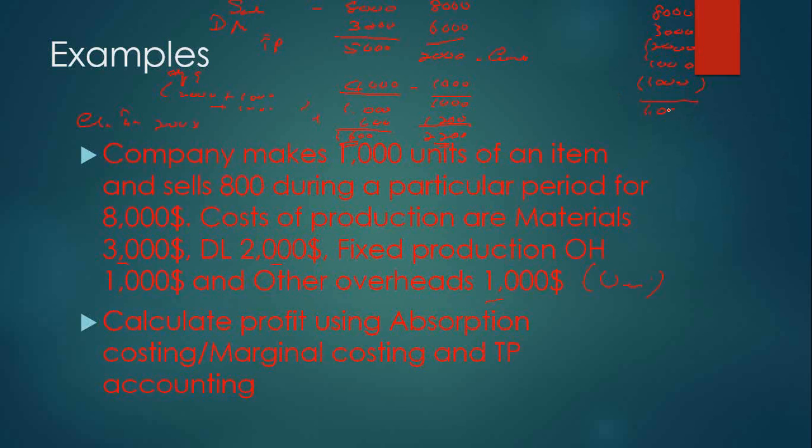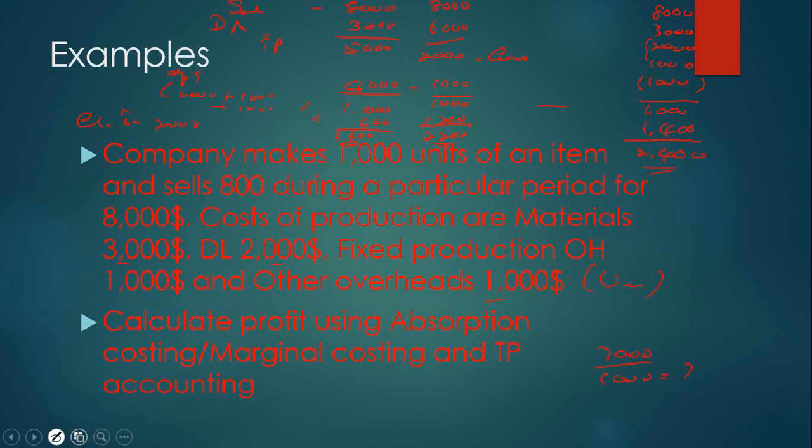So you can see under all three methods that 1,000 remains 1,000. But the profit changes because of your inventory. Here the inventory will be valued at total cost, including material, direct labor, fixed overheads and other overheads, 7,000. 7,000 divided by 1,000 is 7. 7 into 200, 1,400. So your profit will be 2,400. Can you see? There are three different methods bringing you three different profits.